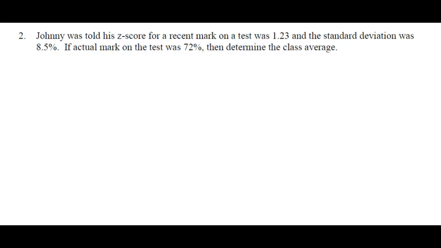Johnny was told his Z-score for a recent mark on a test was 1.23. A positive Z-score on a test is a good thing, right? It means above average. And the standard deviation was 8.5%. If the actual mark on the test was 72%, then determine the class average. We got a formula: Z is equal to x minus mu over sigma. Which of those is the average? The Z, the x, the mu, or the sigma?